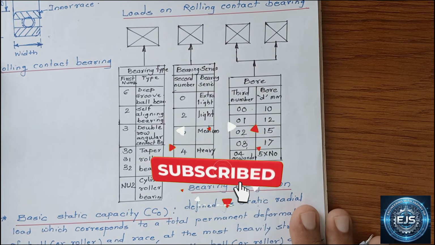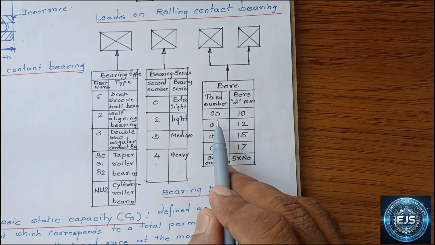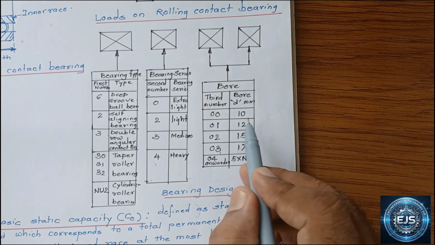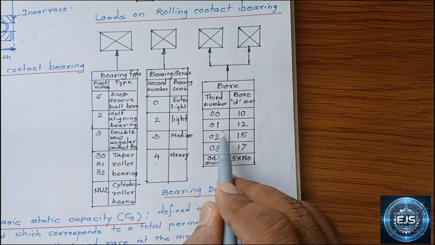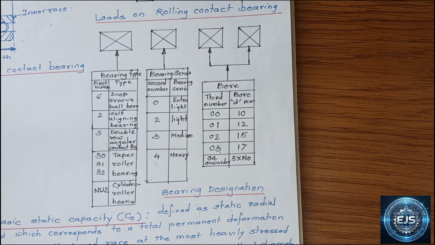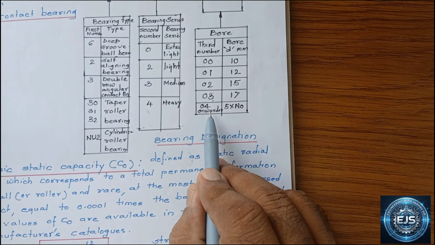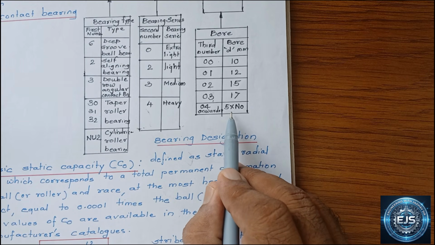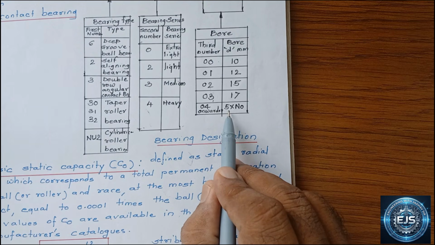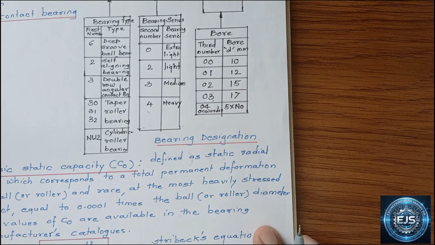Now the last two digits, if they are 00, then it indicates that the bore diameter is 10 mm. That is the inside diameter of the bearing is 10 mm. If it is 01, then it indicates bore diameter of 12 mm. If it is 02, then it indicates 15 mm bore diameter. If it is 03, then it indicates 17 mm bore diameter. And for 04 onwards, we get the bore diameter by multiplying the number by 5. So 5 into 4 is 20 mm, the bore diameter of the bearing.